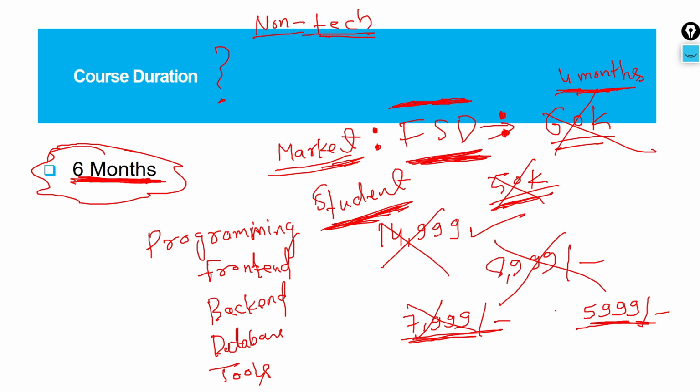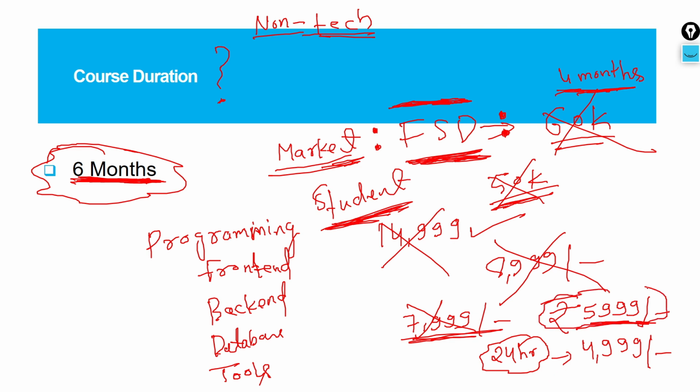Okay, so this is the fee price. But if you join this course within 24 hours from this class, you have to pay 4,999. The actual amount is 5,999, and if you join within 24 hours, then you will get an offer of 4,999. So this is the actual fee.